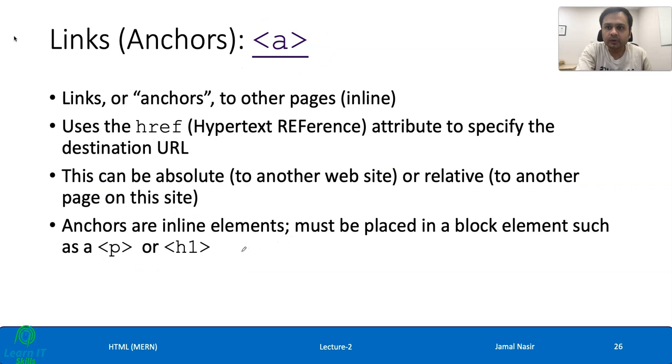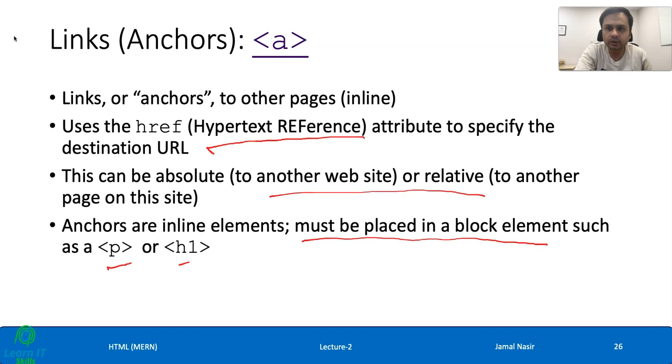So links or anchors to other pages use the href, hypertext reference attribute, and this can be absolute or relative. We will discuss a few examples of absolute and relative. Anchors are inline elements and must be placed in a block element such as P or heading 1. So always in HTML5, if you want to use an anchor element, you must use it within P or H1.